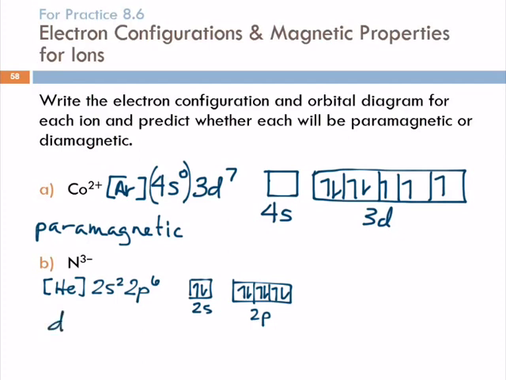So the nitrogen ion, dinitrogen, what? Is diamagnetic. So diamagnetic means it'll be slightly repelled, but it really is not that noticeable.